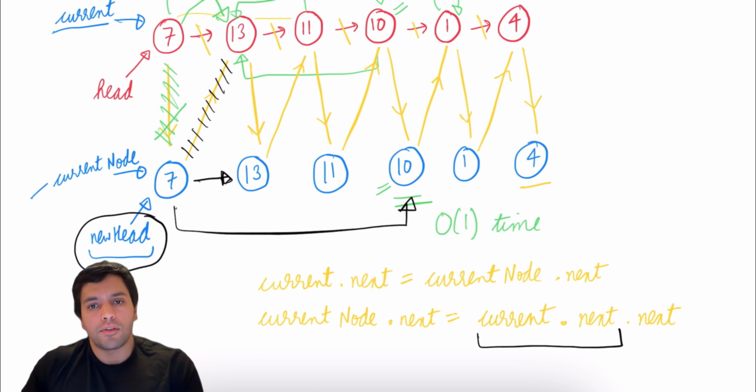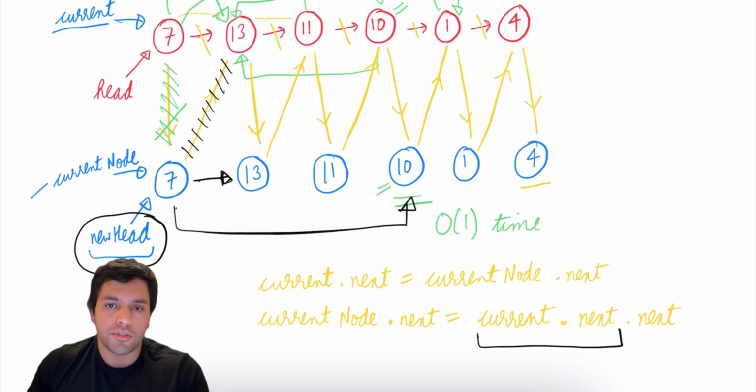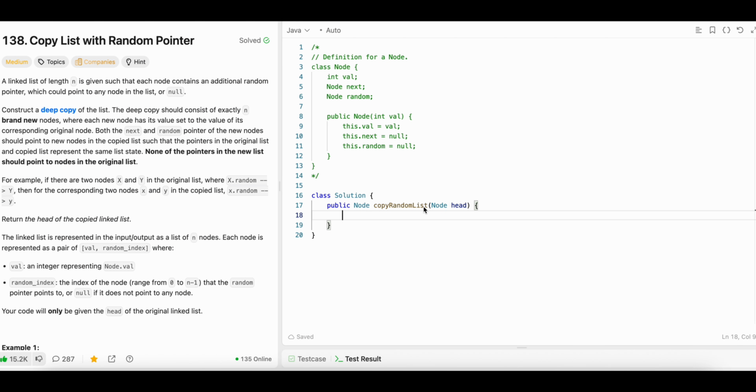So now let's have a look at the code implementation for both the approaches. For our code implementation, we have to implement this copy random list function and return the head of our cloned linked list. So first we're going to write the hash map approach, and then we'll cover the constant space approach. So let me start by writing our hash map. I have to create a node to node mapping, a new hash map.